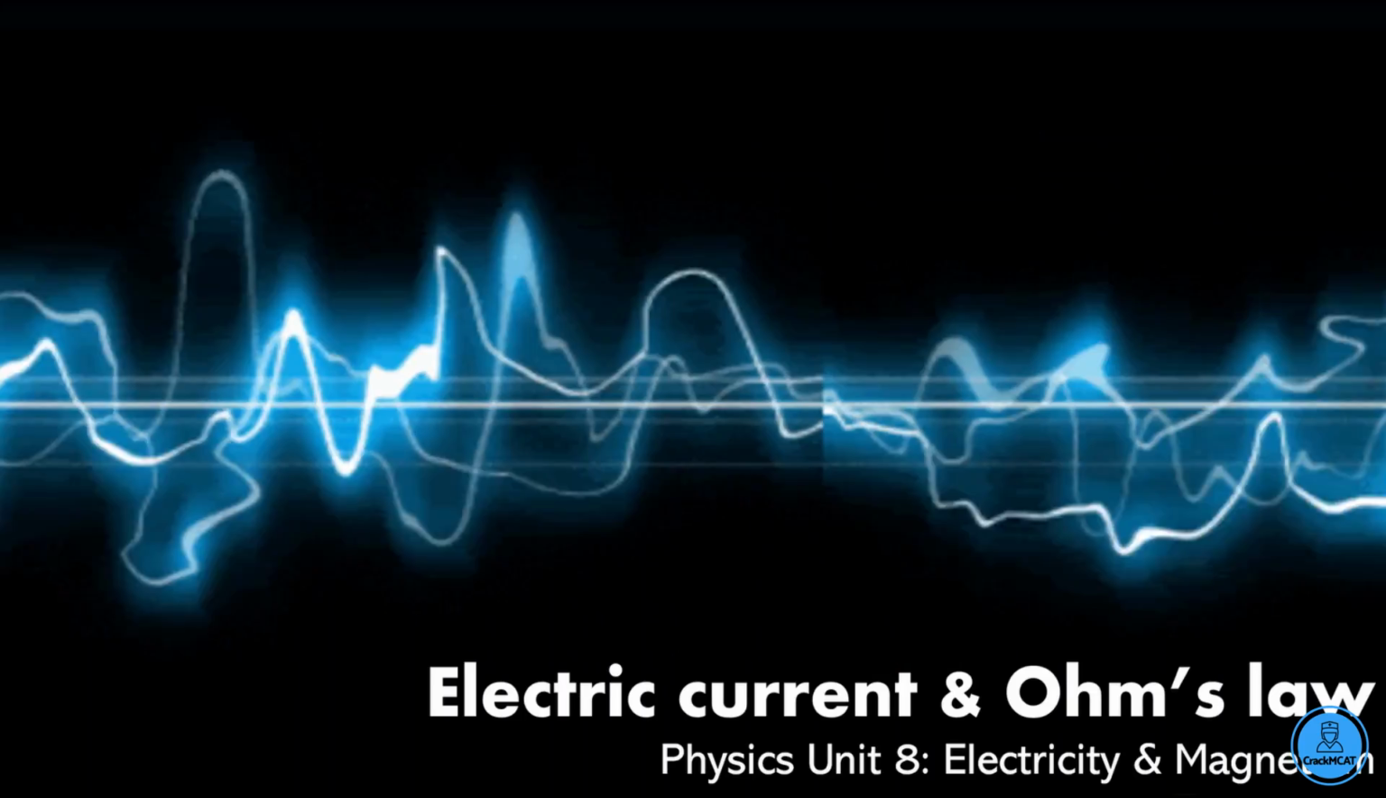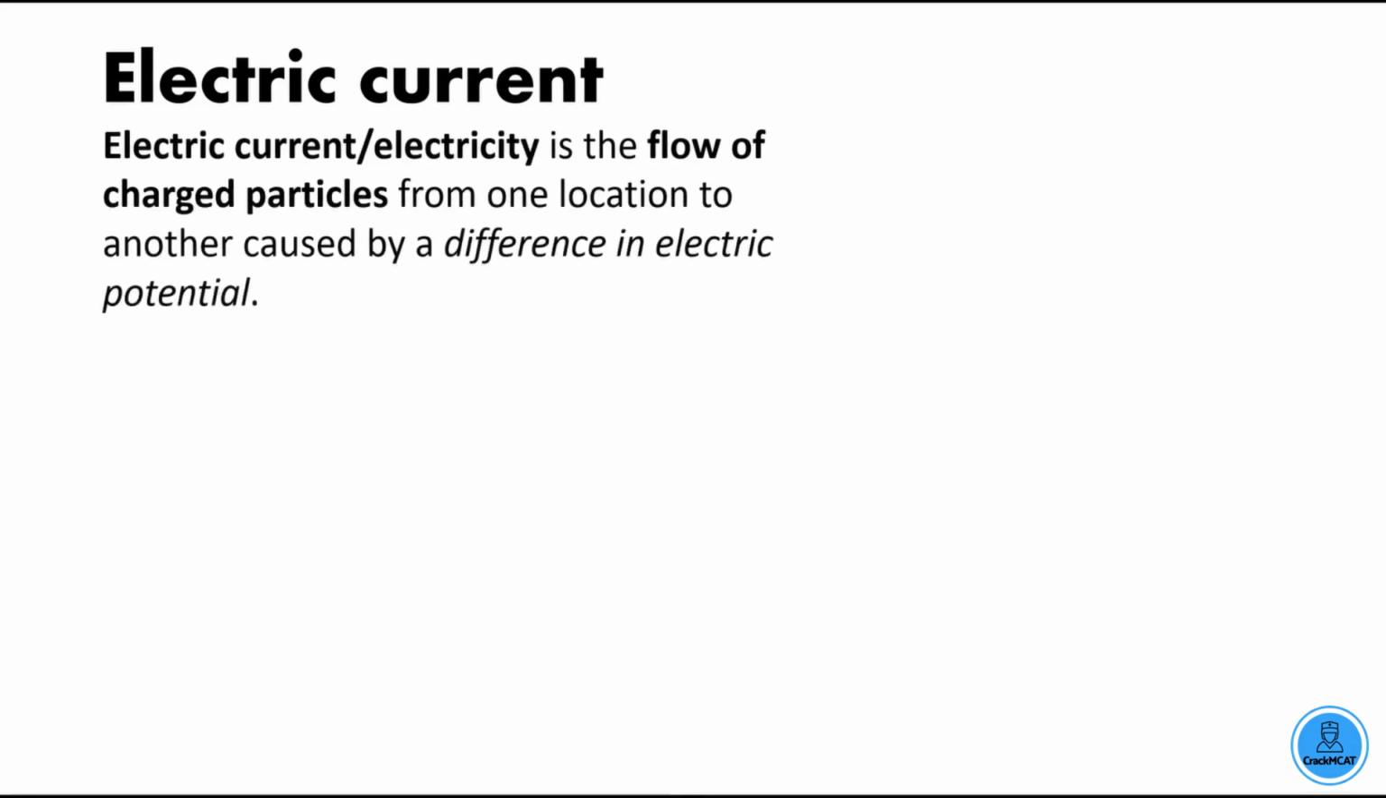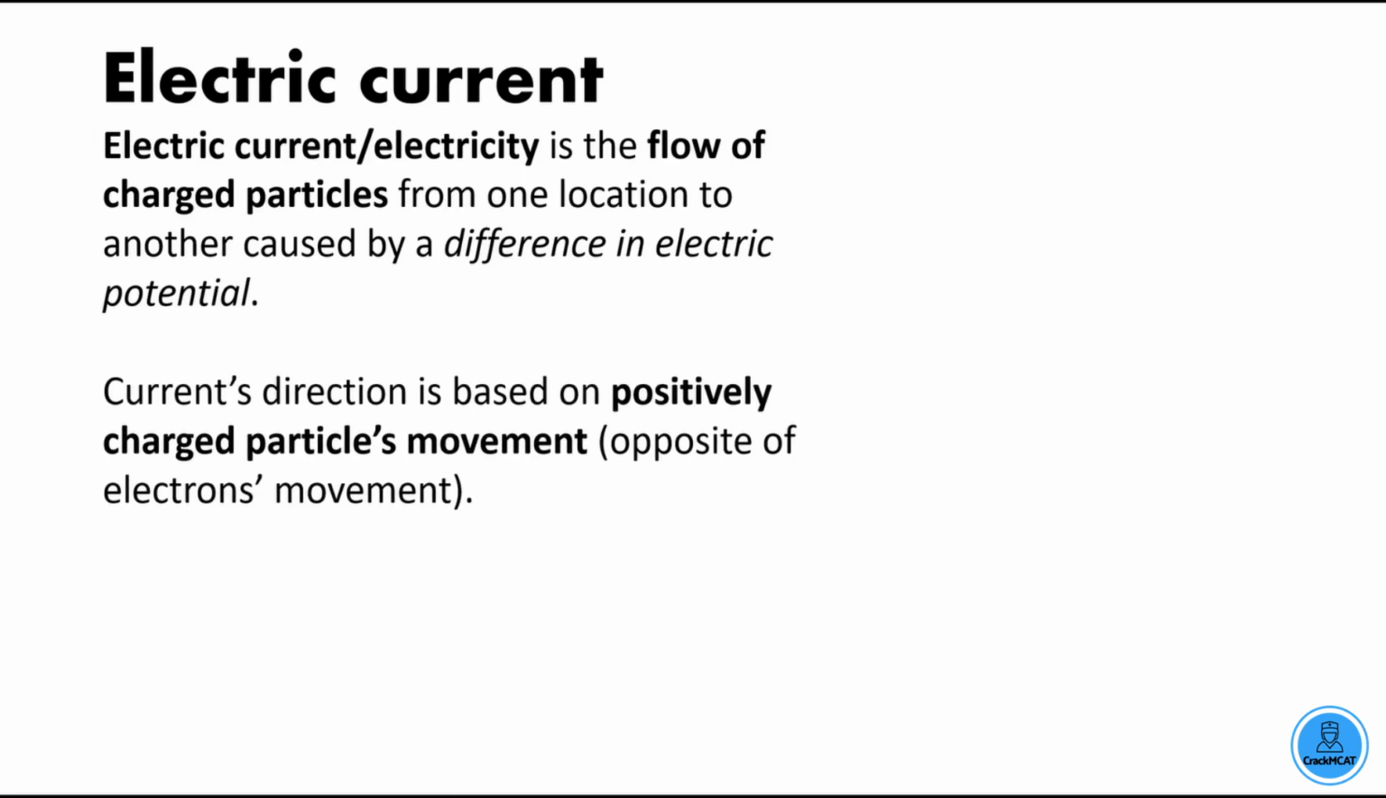Guys, today we'll be talking about electric current and Ohm's law. So electric current is electricity, and this refers to the flow of charged particles from one location to another, and this is due to a difference in electric potential or voltage. So voltage difference is what drives current to move from one location to another.